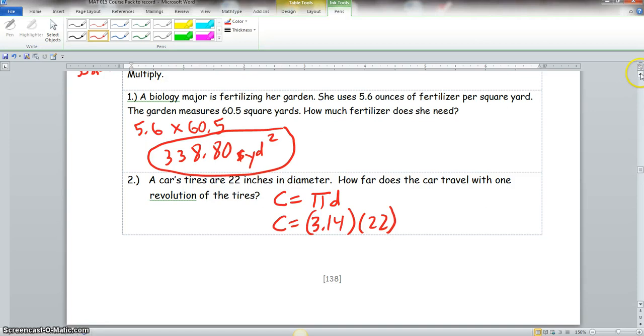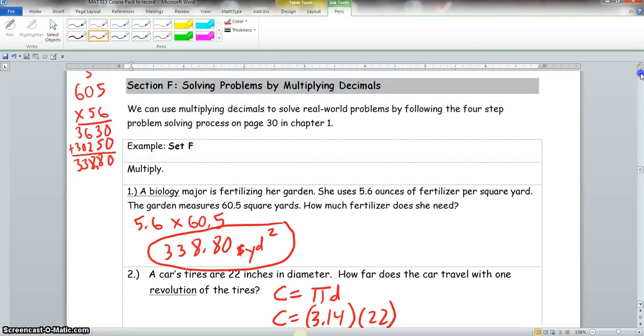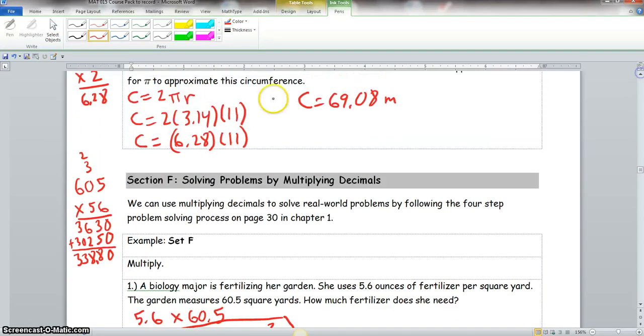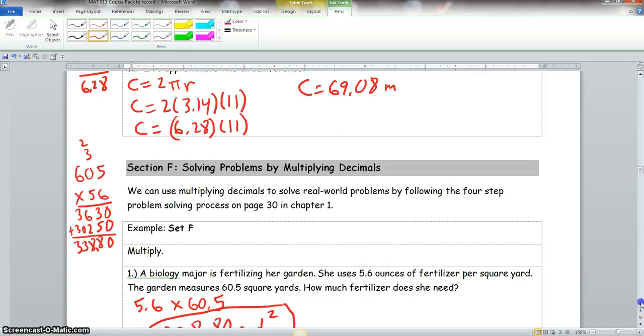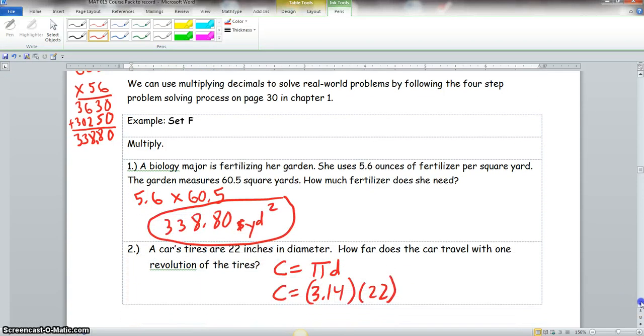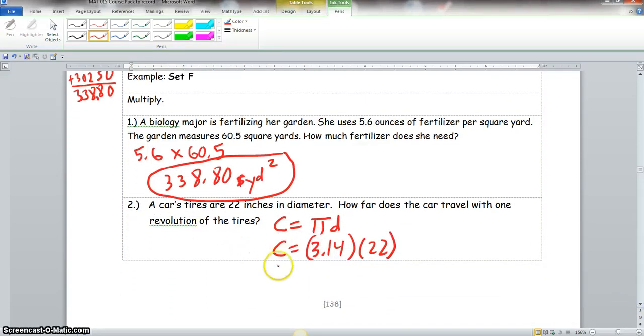Now watch this. I don't believe in reinventing the wheel, but if we go back up here, isn't 2 times 11 22? So really, isn't this 22 times 3.14, which is the same thing we have here? So we know based upon that answer, our answer is going to be 69.08, but instead of meters, we'll put inches. And that's it.